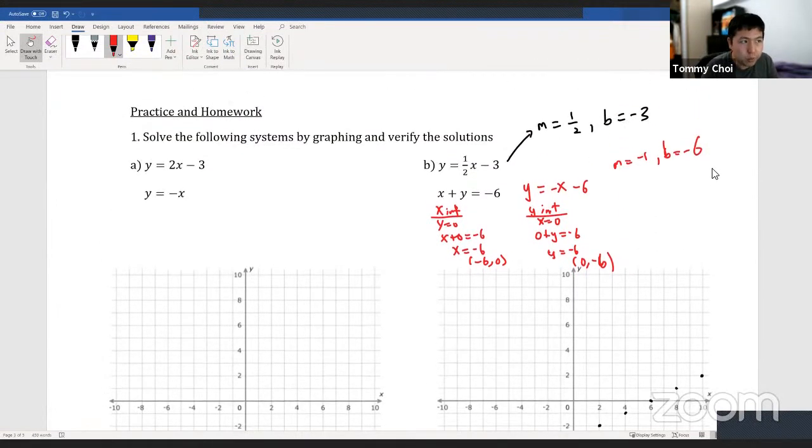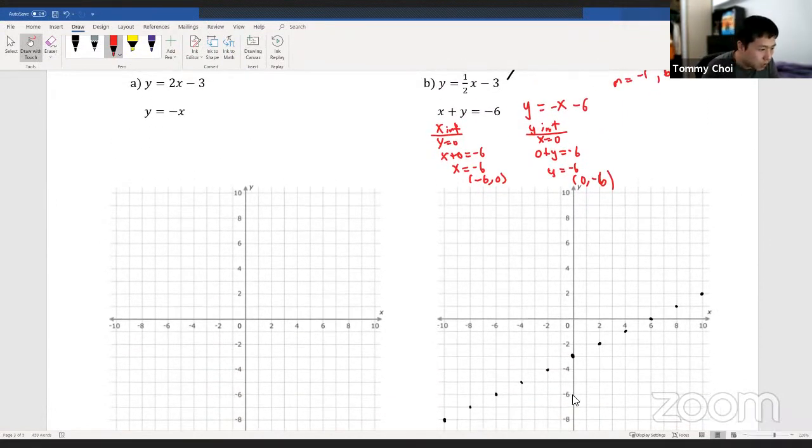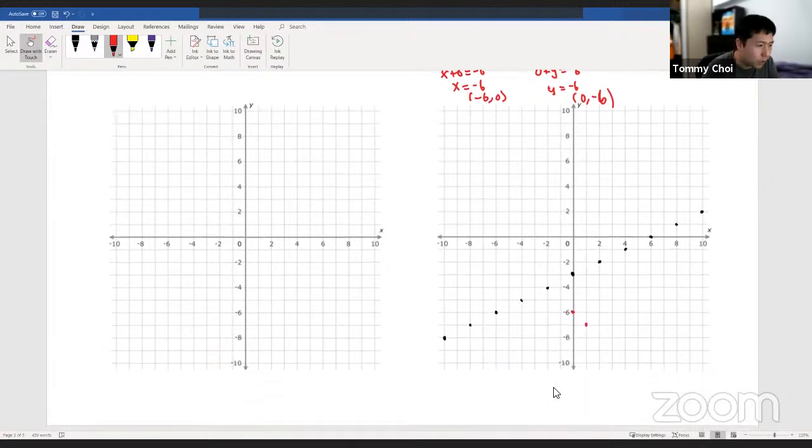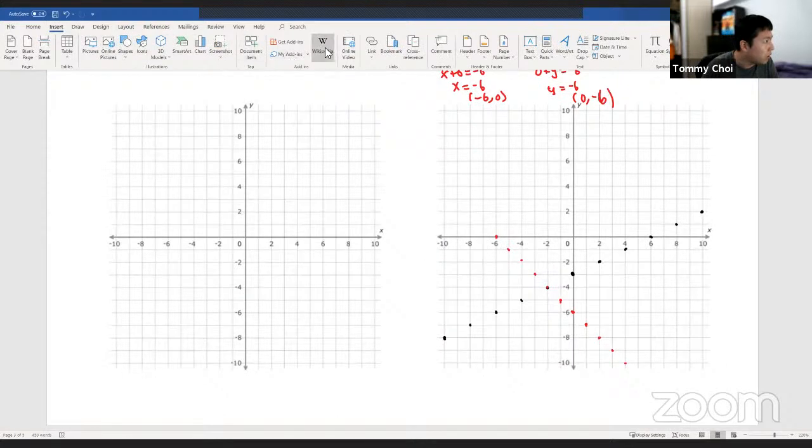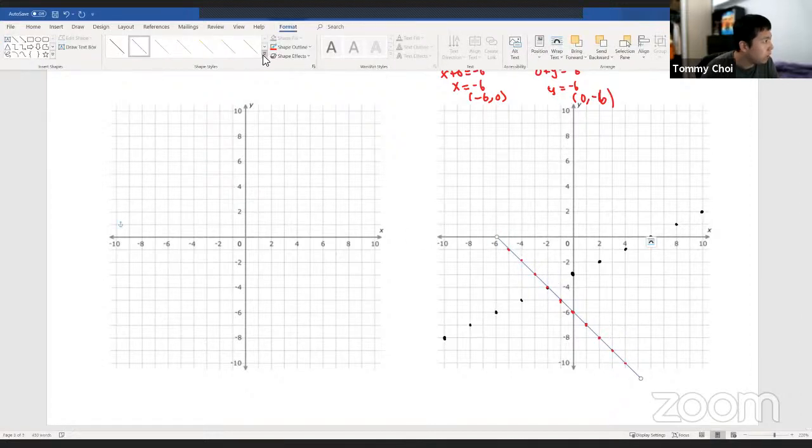So if I plot using my y-intercept and my slope, my y-intercept is -6, and my slope is -1. So down 1, right 1. Down 1, right 1. And you'll notice if we keep going, we actually meet our x-intercept anyways at -6, 0. See that? It doesn't matter which method of graphing you use, you meet the lines anyways. So when we insert our line here, there's my first line, just like that. My second line will look like such.